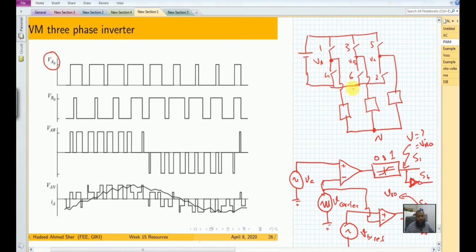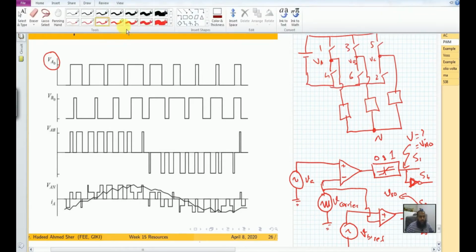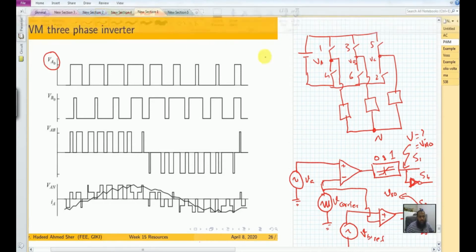For the phase-to-phase voltage, the obvious choice we have here is to measure between this VA and this VB, similarly to what we did for a 6-step inverter. So VAB here is equal to VA minus VB.